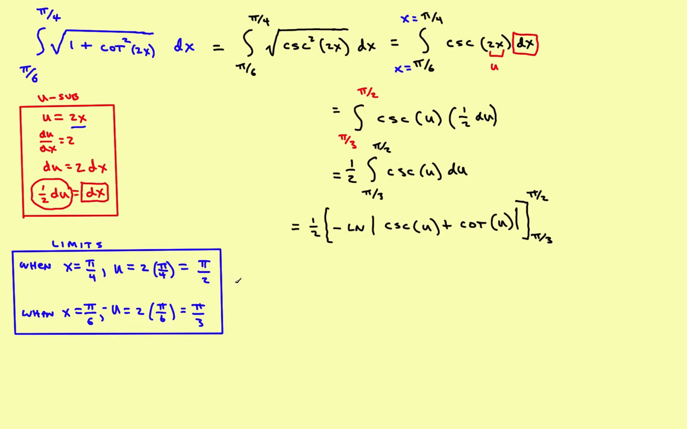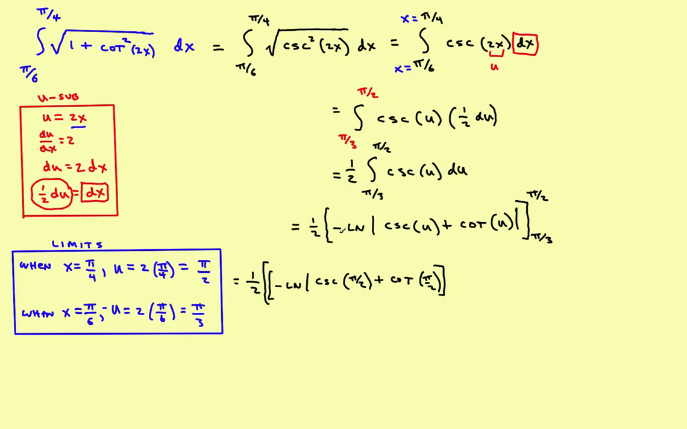Okay, now plugging things in, it will look like this. This will be equal to 1/2, and we'll put brackets around this. Now, first of all, plug a pi divided by 2 into both of these. So again, this is just going to be standard plugging in the top and the bottom one. You've got the negative of the natural log of the absolute value of the cosecant of pi divided by 2, plus the cotangent of pi divided by 2. And I'll put brackets around those.